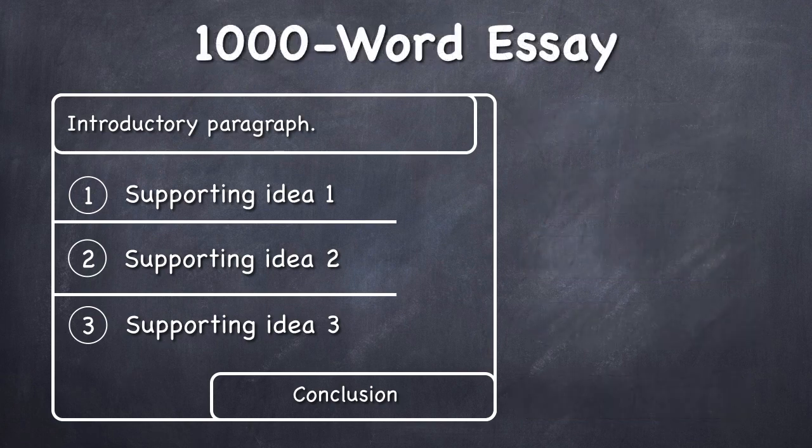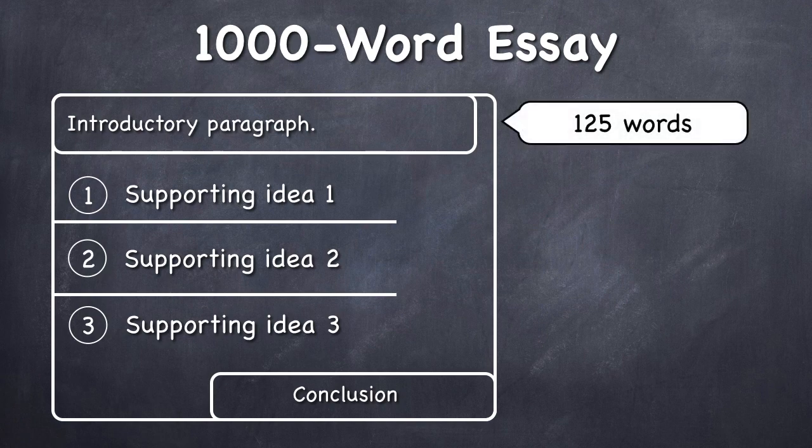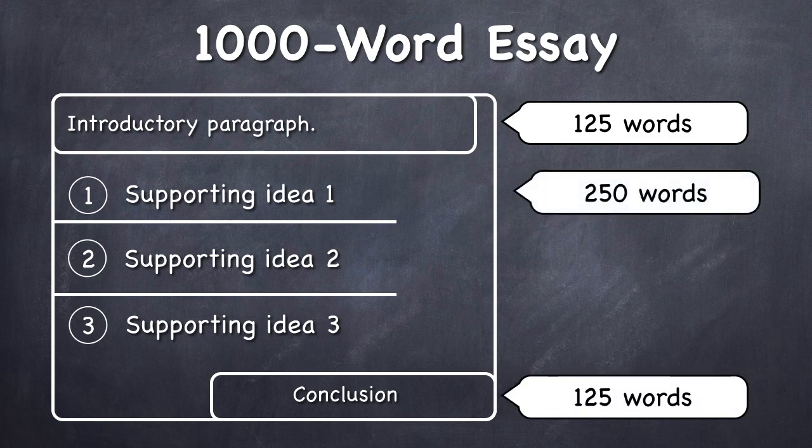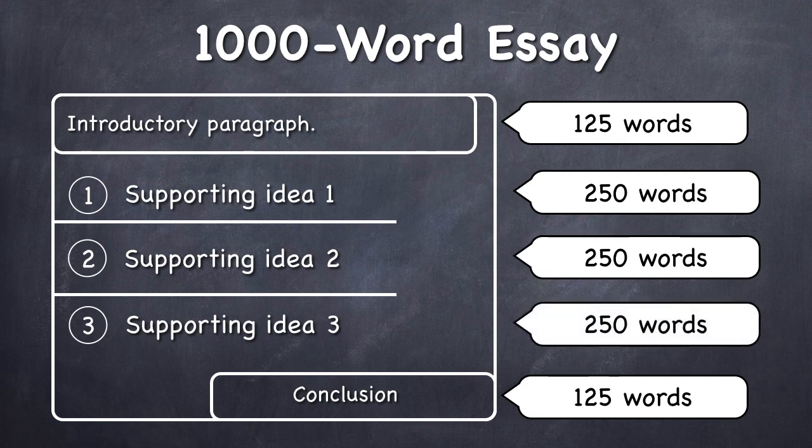If I happen to be writing a 1,000-word essay, I will do the same thing. I'll map it out. So I'll have about 125 words for the introduction, about 125 for the conclusion, and about 250 words for each of the supporting sections. In sum, you will see that if you do the math, it's 1,000 words. And there you go. So this is exactly how you approach writing an essay.